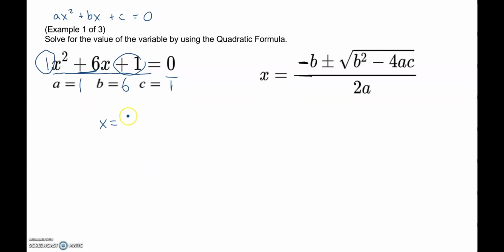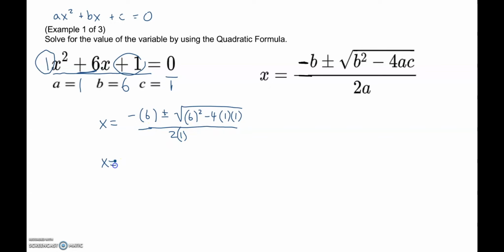X is equal to negative b, which is negative 6, plus or minus the square root of b squared, which is 6 squared, minus 4 times 1, which is our a term, and then our c, which is also 1. This is all over 2a, and a is equal to 1. Okay.